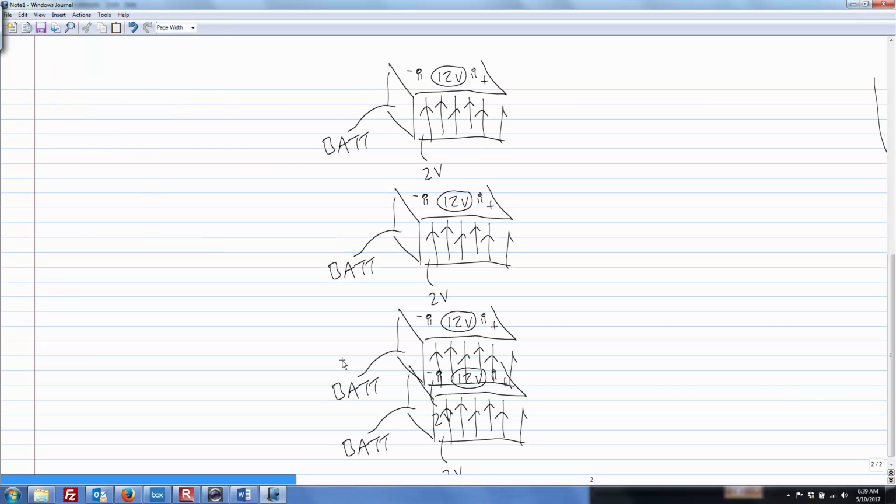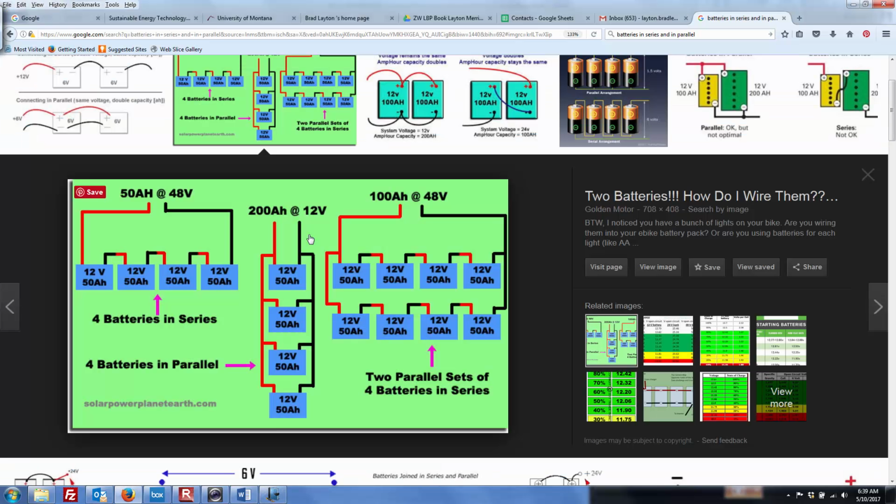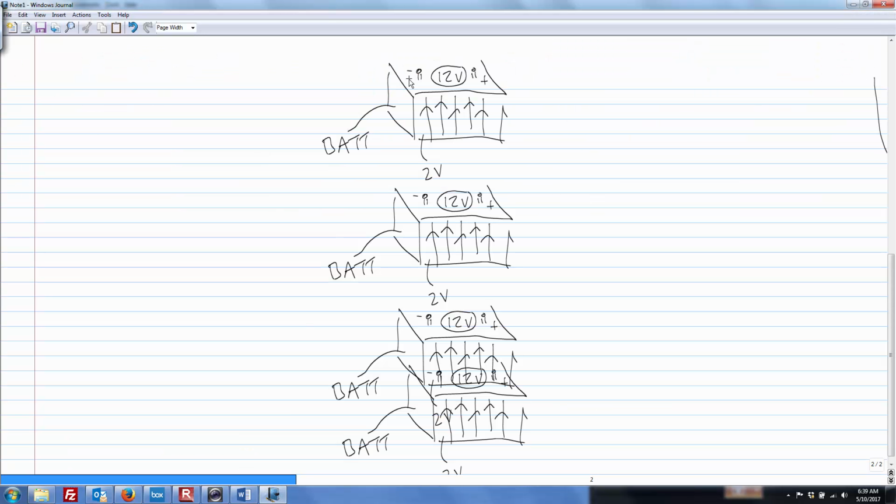okay, so now I've gone and just put these in parallel. So to take a look at that, each one of these are jumpered together, like so.